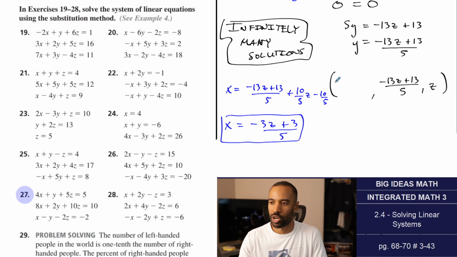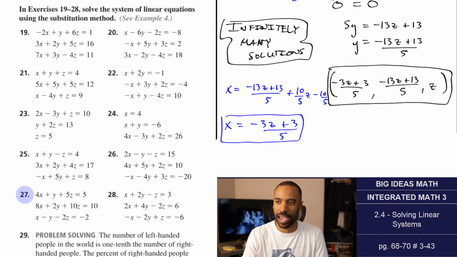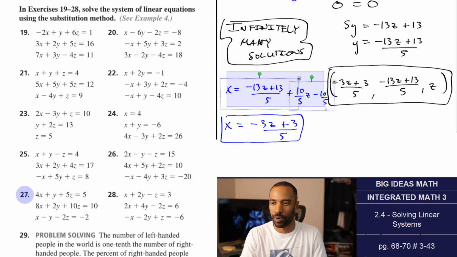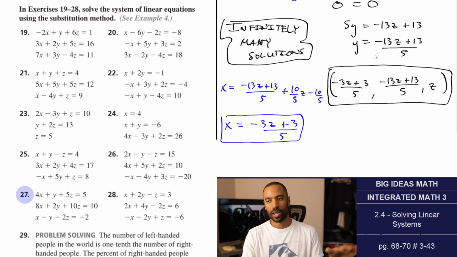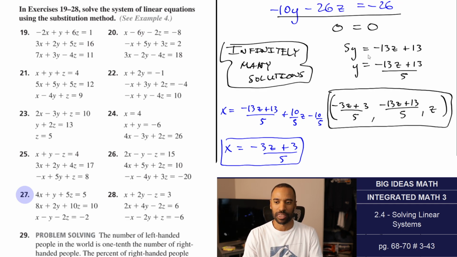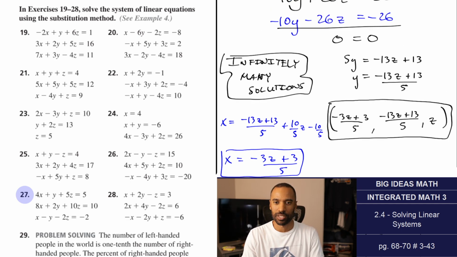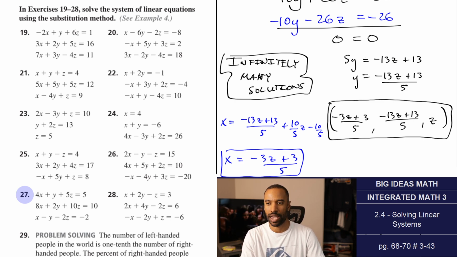So x is also in terms of z there. Negative 3z plus 3 all over 5. I'm only hoping that's the right answer, but with that said, that would be my ordered triple with that one there. Really crazy looking, and I did it in terms of z, but there we have it. Negative 3z plus 3 over 5 is x. Negative 13z plus 13 over 5 is y, and z is z.